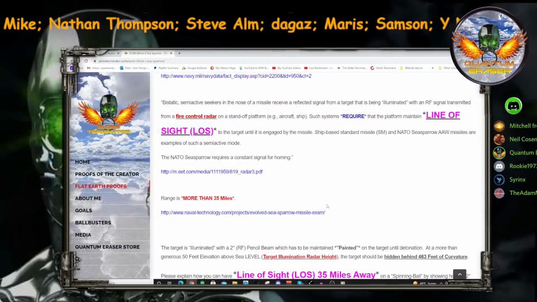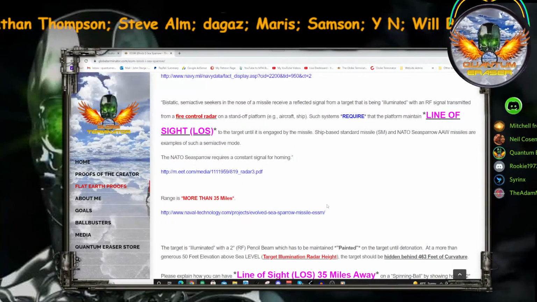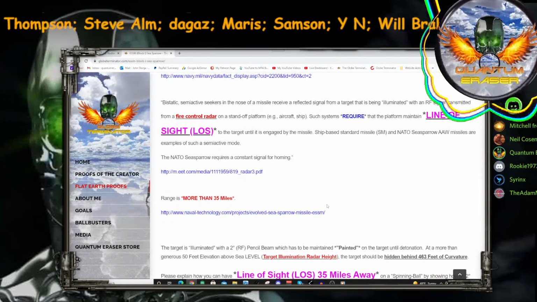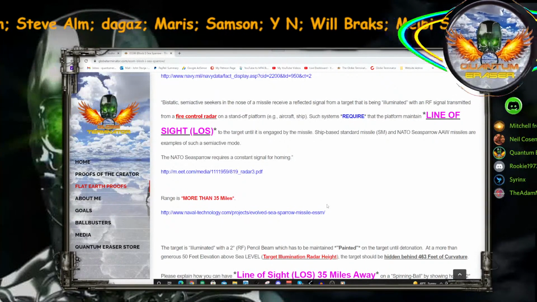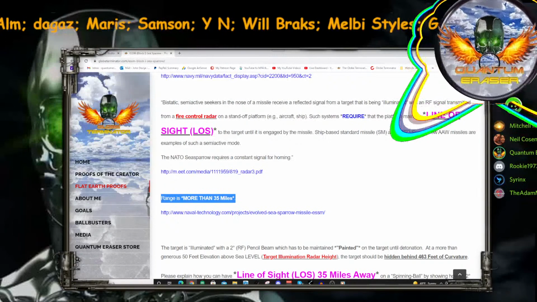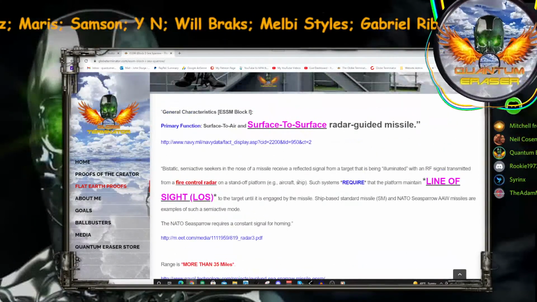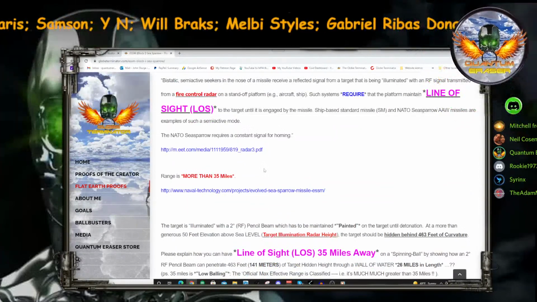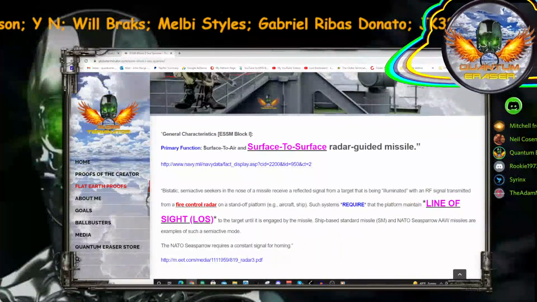specific ranges. Like, I think I brought up the M203 before. It'll give specific ranges for point versus area targets. It's hyper specific. When the military just says the range is more than 35 miles and doesn't delineate the type of target, then guess what? That's the range for all the targets here.